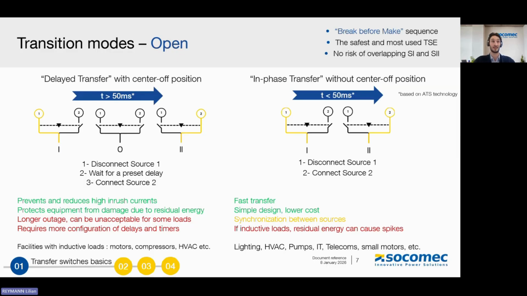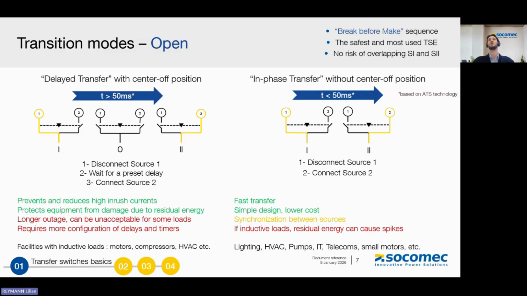And the disadvantage of it is that there is a longer outage. It can be unacceptable for some loads, like IT, if it's critical loads, like in data centers, in hospitals, it does not fit sometimes. And it requires more configuration of delays and timers, so it can be a bit more complex to configure. And it usually applies to inductive loads such as motors, compressors, HVAC, etc.